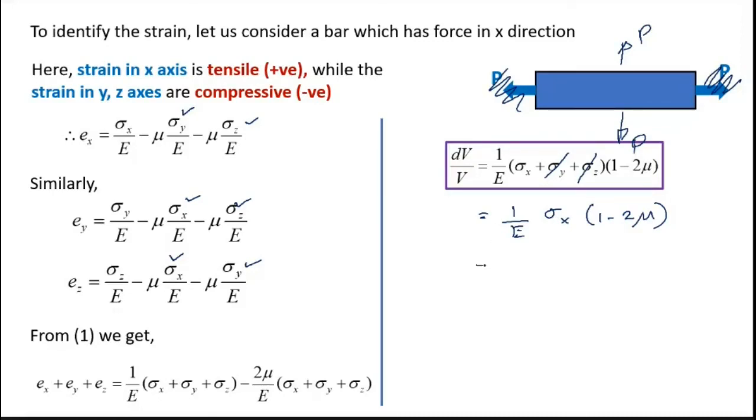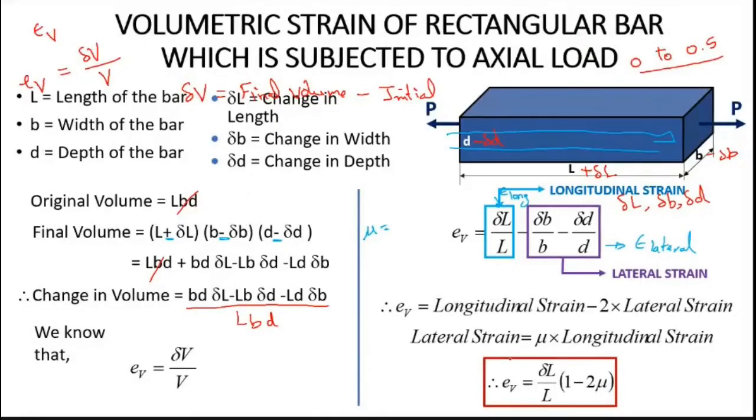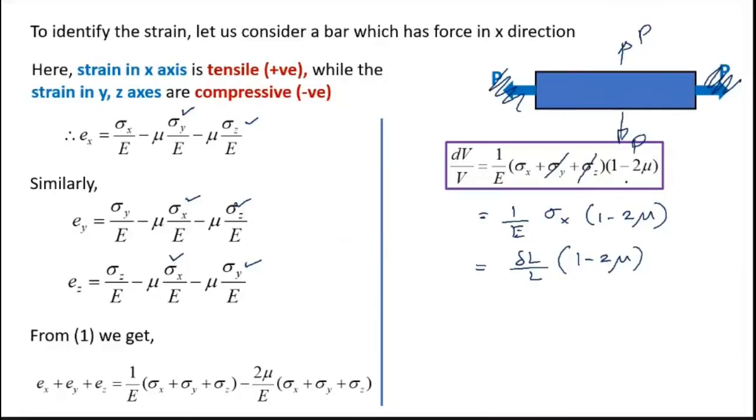I can write it in terms of strain. We know that sigma x by E is longitudinal strain, which is del L by L. So del L by L into 1 minus 2 mu. So hope the previous formula, what we arrived at, அது வந்து directா வந்துருச்சு. So I can see del L by L into 1 minus 2 mu. So this is the common equation.